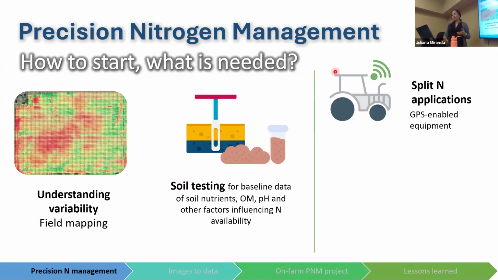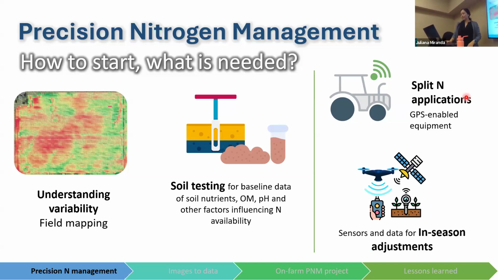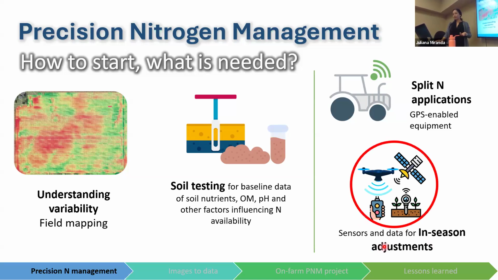And then one form of doing precision ag already is split nitrogen application. For those that don't work with ag, instead of applying everything at once, we split that application so that we apply a portion, I don't know, at planting, and then the rest in season. So we use sensors to monitor the crop, and then do these in-season adjustments to apply the fertilizer later during the season.